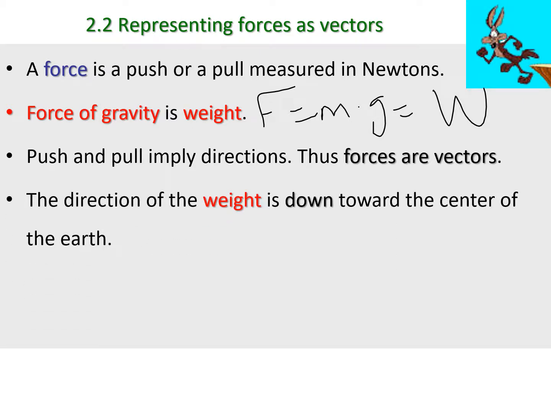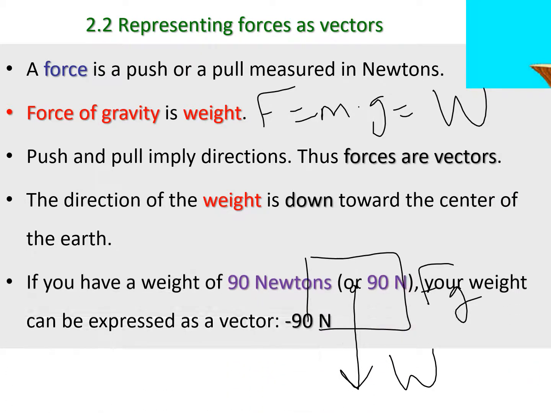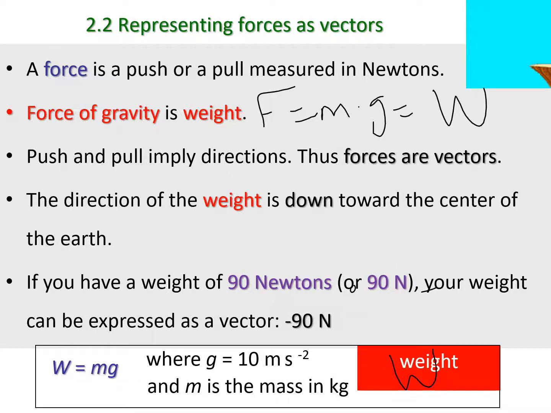The direction of the weight is always down towards the center of the earth. When we draw objects in this class, I'll put a dot for the object's center of mass. That's the position where all of the force of gravity seems to affect the object, and this weight is drawn straight down. You can use capital W for weight, you can use F sub G. IB will accept either notation for weight. If you have a weight of 90 newtons, that's the unit for force, your weight can be expressed as a vector, negative 90 newtons.